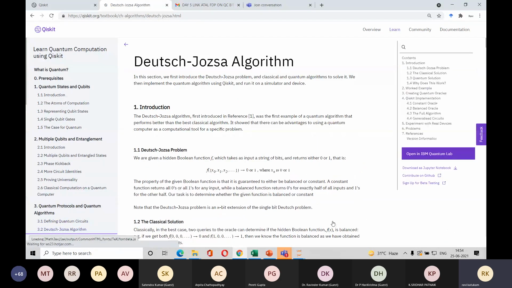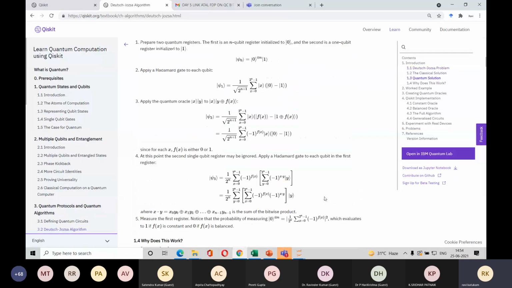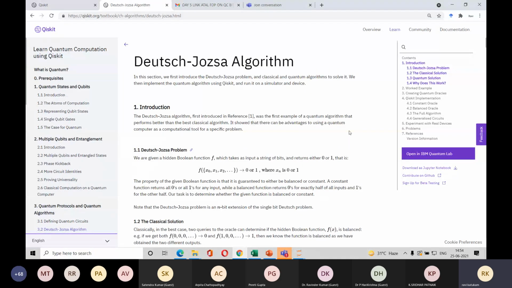Now we will enter into the first algorithm, the Deutsch-Jozsa algorithm. This is probably the first example that could really prove the quantum advantage. Let me spend some time on this: why and what is needed. You can refer to the literature also. It is really interesting. It showed that there can be advantages in using a quantum computer as a computational tool for a specific problem. So what is this Deutsch-Jozsa problem?